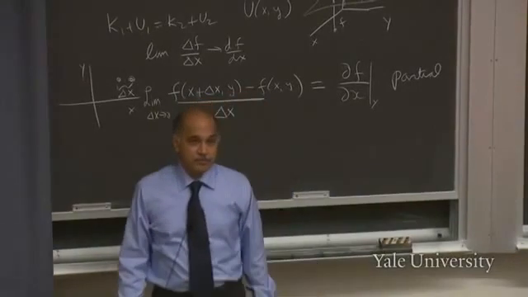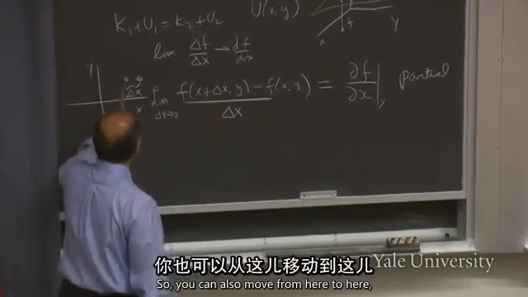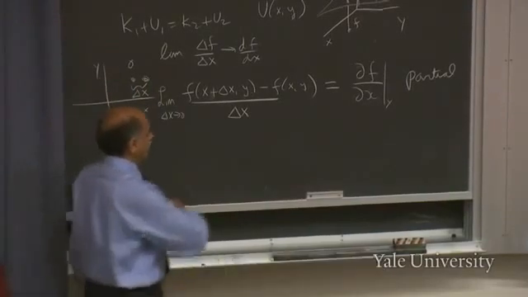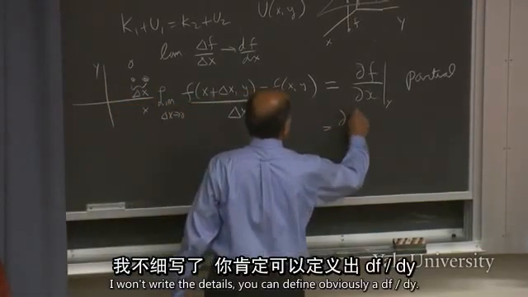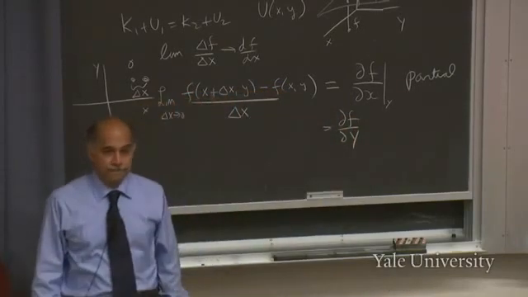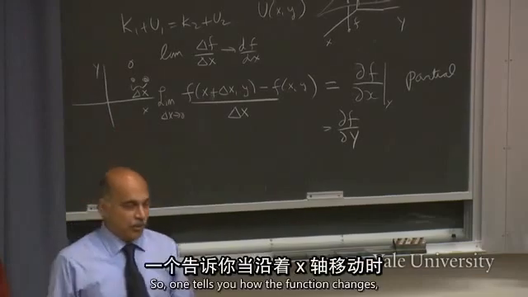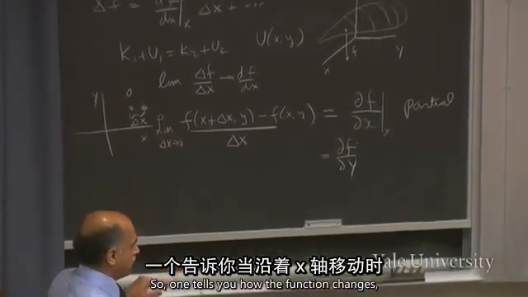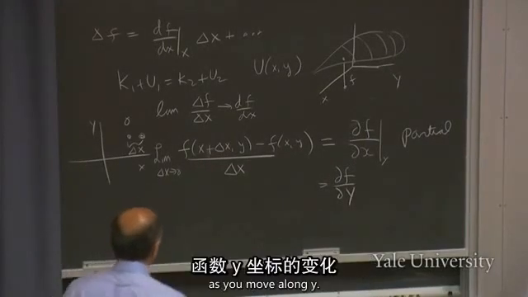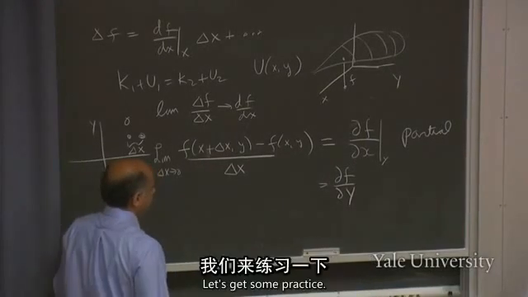That's the partial derivative. So you can also move from here to here, up and down, and see how the function changes. So I won't write the details. You can define, obviously, a df dy. So one tells you how the function changes with x as you move along x. The other tells you how it changes with y as you move along y. So let's get some practice.